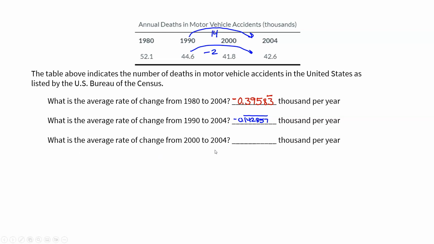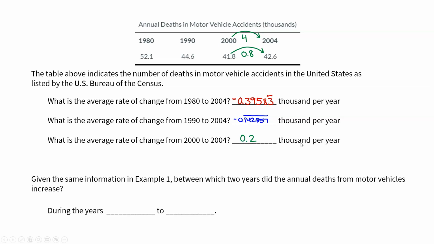And the average rate of change from 2000 to 2004, it actually increased 0.8 thousand, or 800. So you would do 0.8 over 4 and get 0.2. So between those 2 years, you have an average rate of change of 0.2 thousand per year, or an increase of 200 motor vehicle accident deaths per year.